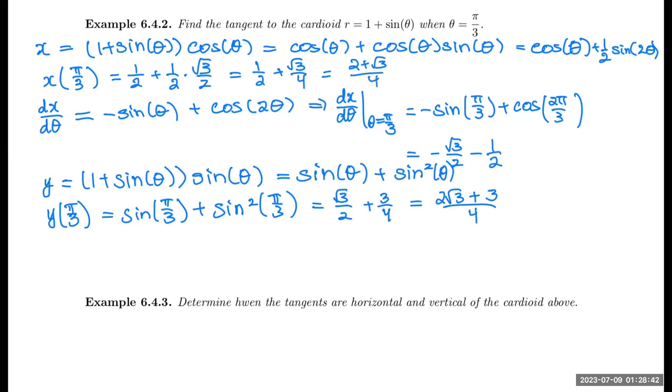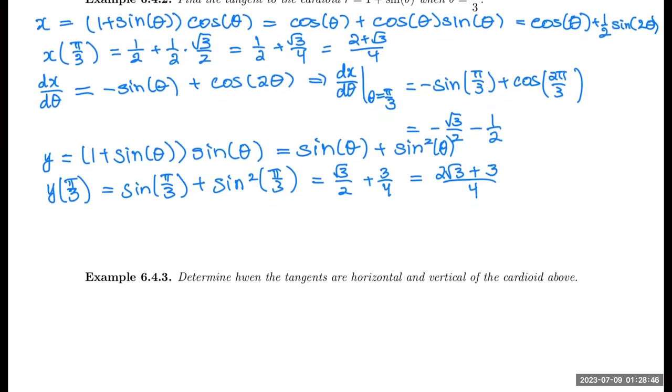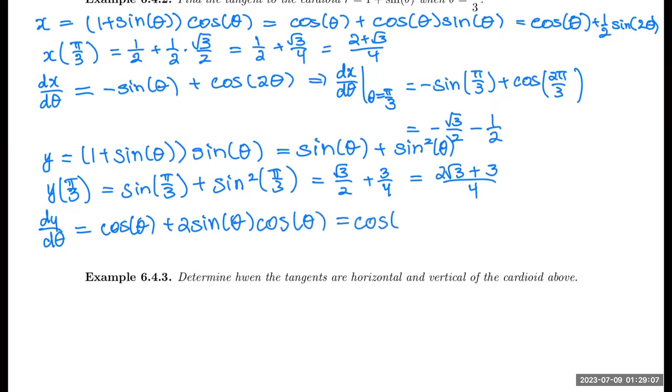Okay, so now finding dy divided by d theta, what we get here is cos theta plus 2 sine theta cos theta, which is exactly the same as saying cos theta plus sine 2 theta.